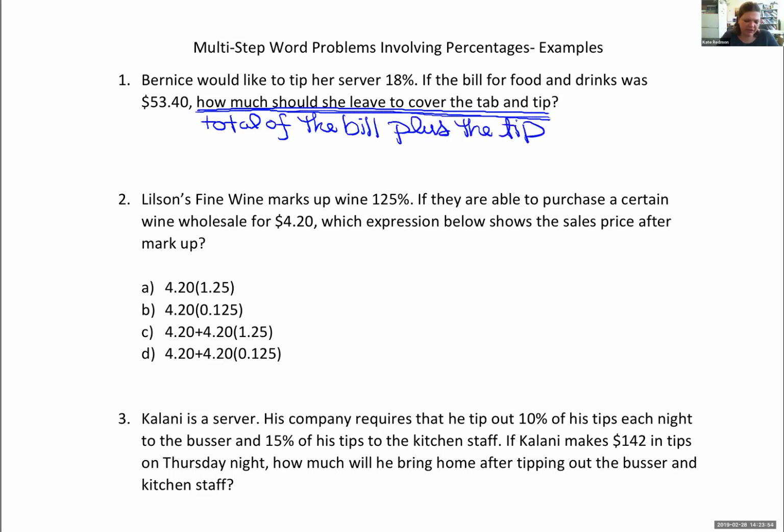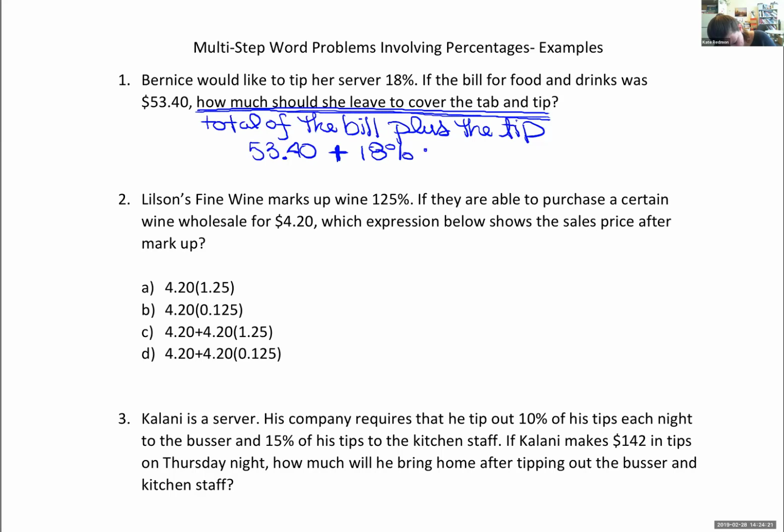So let's make a plan for this. I want the total of the bill plus the tip. So let's start with the bill. How much is the bill, Maricela? $53.40. So we will plan to take $53.40 and we will plan to add on the tip. Now this is where it gets a little tricky. How much is the tip? We have to find the 18% of 53.40.